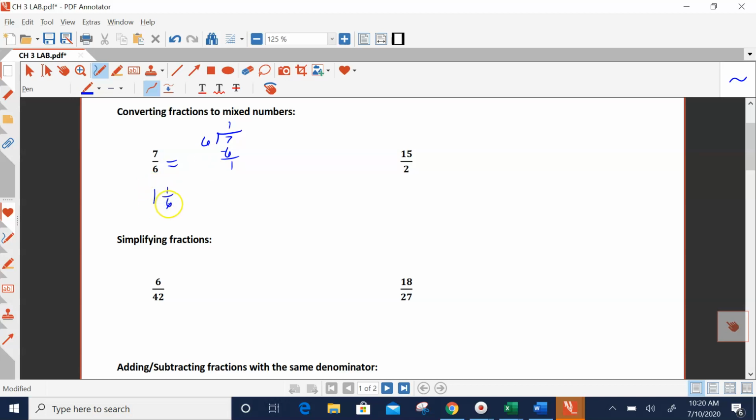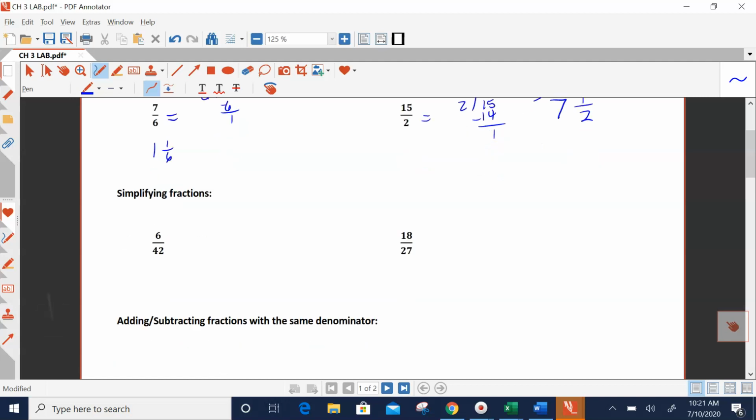And you could check your work by multiplying 6 times 1 and then adding 1, and that would give us 7. So we're just going to do a simple division here. 2 into 15 would go how many times? I would say probably 7. That would give me 14 with a remainder of 1. So what I would have would be 7 and 1 over 2, 7.5. So I'm not sure if you'll have to, but if it comes up where you have to convert a fraction to a mixed number, that's how you would do it.